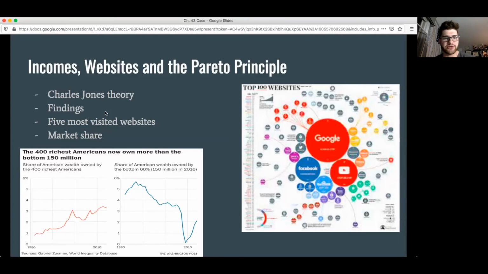Here we do have 2 visuals to speak to these testaments. The one on the left obviously showing the share of American wealth owned by the 400 richest Americans, showing a steady incline from 1980 to 2010. And the one on the right showing the share of American wealth owned by the bottom 60%, showing a steady decline from 1980 to 2010.